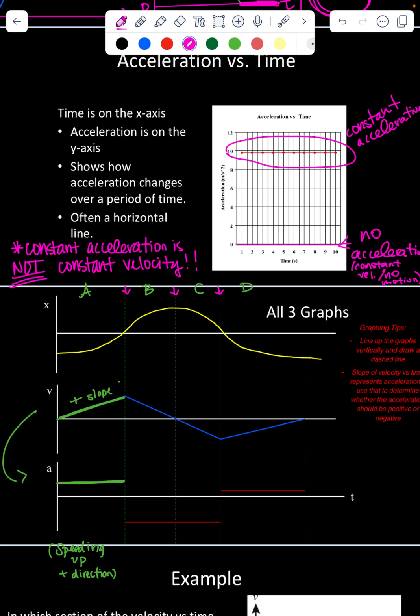Let's look at that second part. We're still trending upward, so we still have a positive slope. That positive slope means positive velocity, which means we're going in the positive direction. But this time we are going from more steep to less steep. More steep to less steep means that we are slowing down.